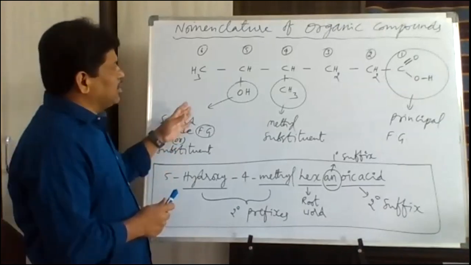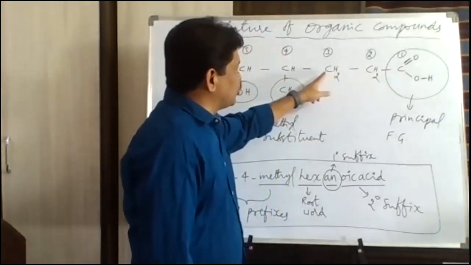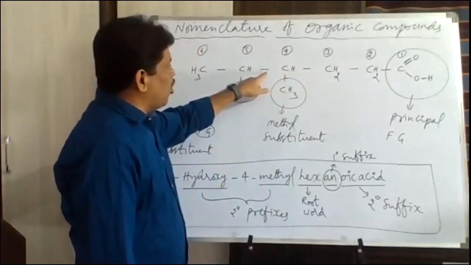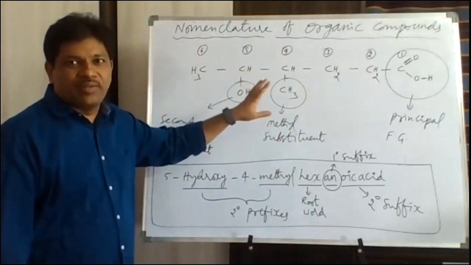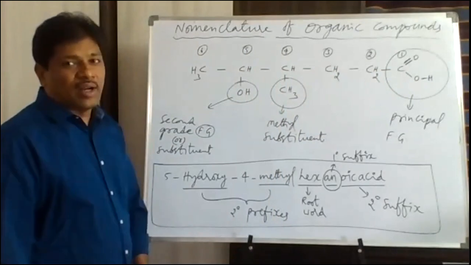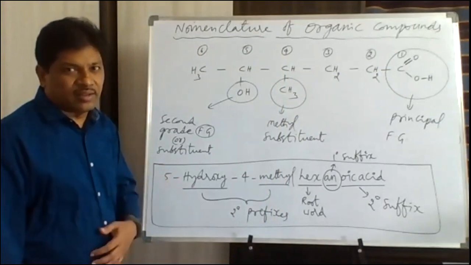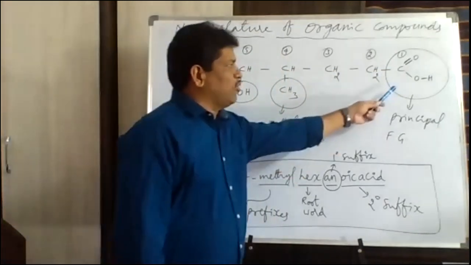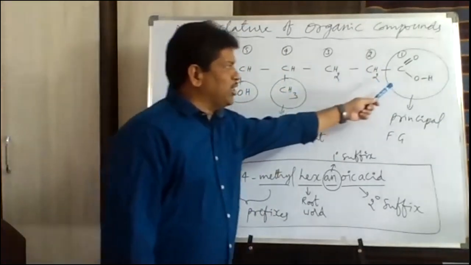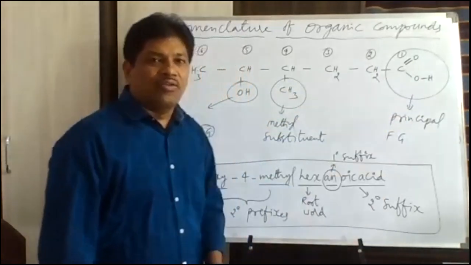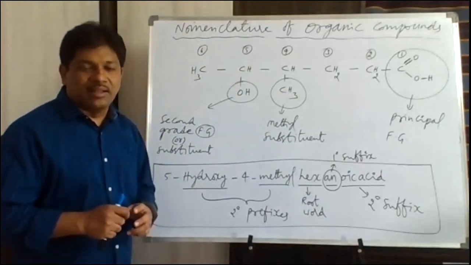Okay, so one more example we take: COOH-CH2-CH2-CH3-CHOH-CH3. So one organic compound is given. The structure is given to you. In this structure, first we have to identify the functional groups available. Here we have COOH, one functional group, and OH, another functional group. COOH is called the carboxylic acid functional group.